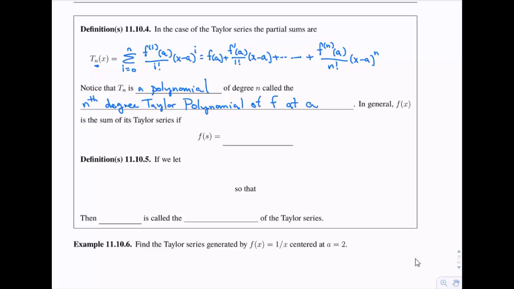Now in general, if you want Taylor series, you can build this from Taylor polynomials. And the way that you do this is that you take the limit as n goes to infinity of our partial sums, right? Our nth degree Taylor polynomials.